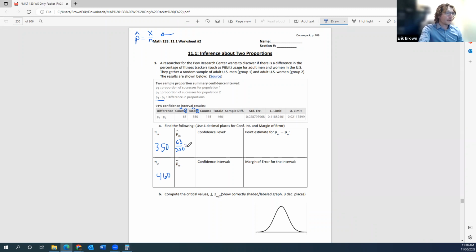So how are we doing with this? 0.18. And then this would be X2 or X subscript W and N subscript W. So 115 over 460. I just cannot tell if you all can see. You all just shout it. If you suddenly can't see things, just shout at me.